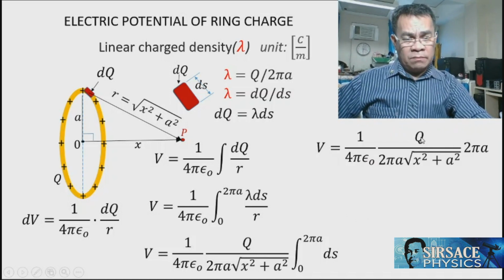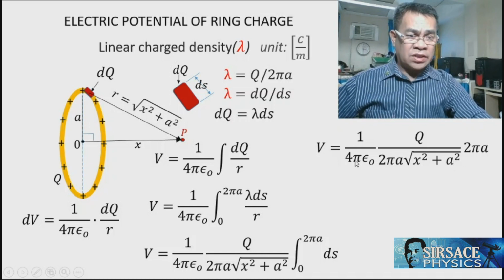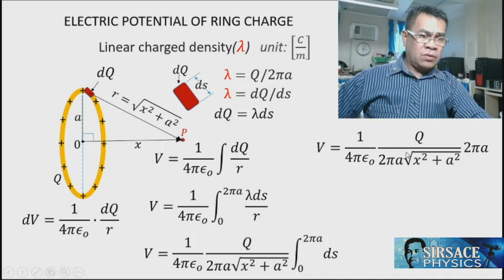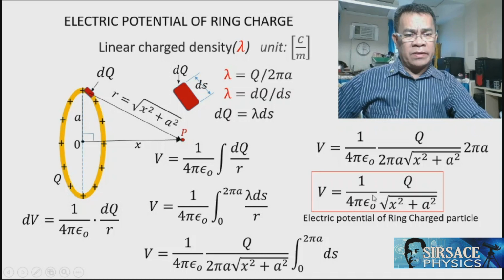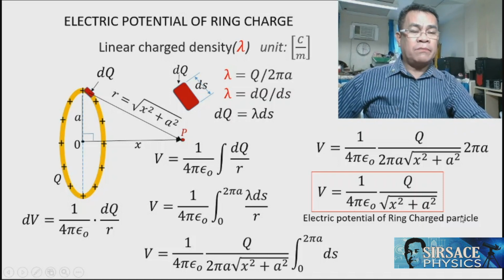Take note, q over 2 pi a is our lambda, while r is the square root of x squared plus a squared. And this is the electric constant. Okay, now look at this one. This will be cancelled out. This will be cancelled out. So therefore, we have what? 1 over 4 pi permittivity, the electric constant, multiplied by q over the square root of x squared plus a squared. This is the electric potential of a ring charged particle.